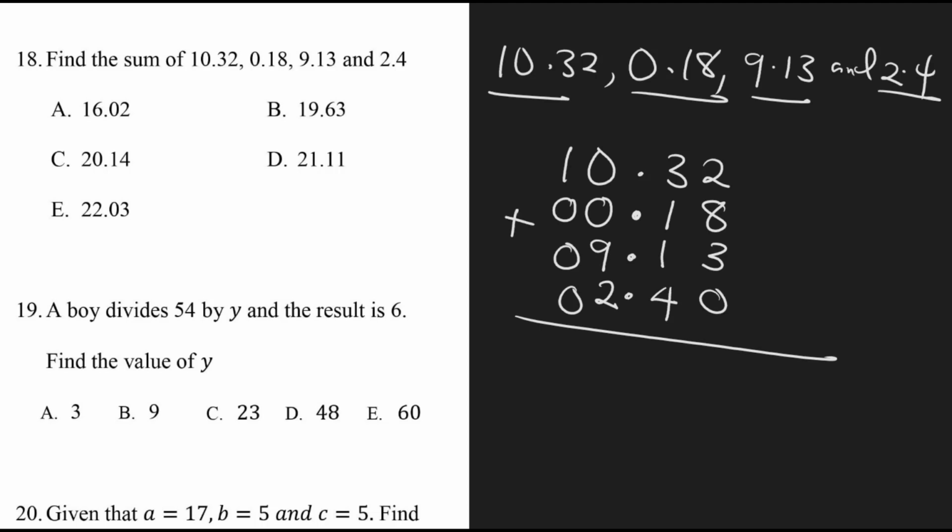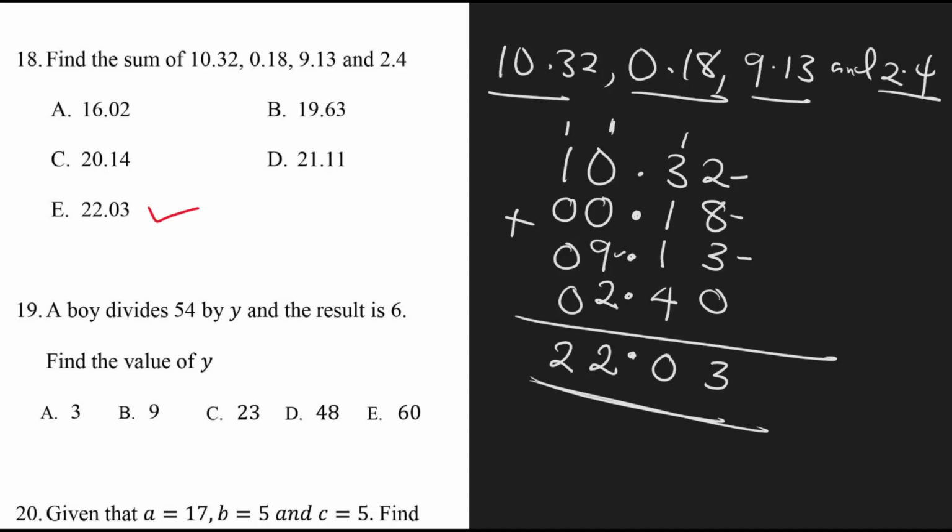Now we can add it. 2 plus 8 is 10, and 10 plus 3 is 13. Put 3, carry 1. Then 1 plus 3 is 4. 4 plus 1, 5. Plus 1, 6. 6 plus 4 is 10. So put 0 and put your point, carry 1. Then 1 plus 9 is 10. 10 plus 2 is 12. Put 2, carry 1. 1 plus 1 is 2. So our answer is 22.03. So 22.03 is E.